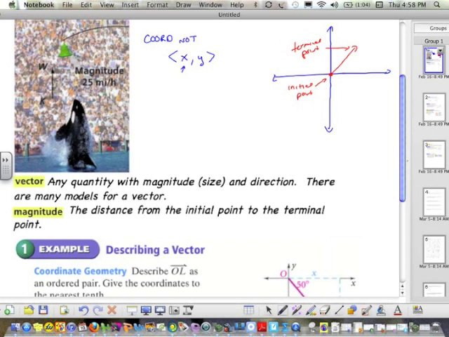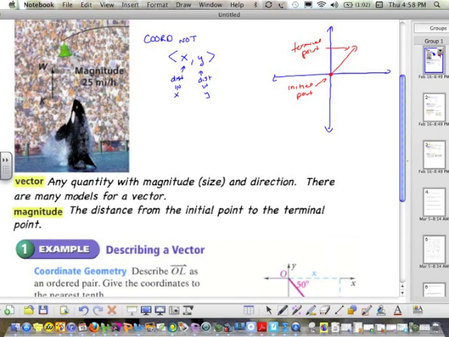And this x represents the distance in x from the initial point to the terminal point, and this represents the distance in y. Okay. And if I move the vector, I don't do the distance from the origin, it's always from the initial point to the terminal point. So that's one way. This is useful for, again, adding.